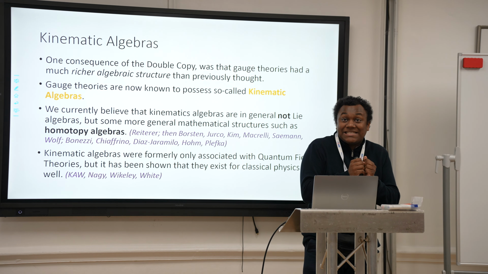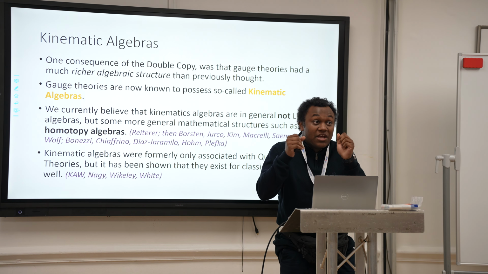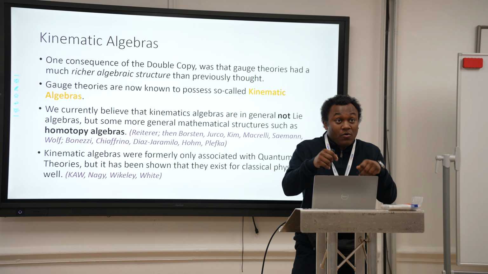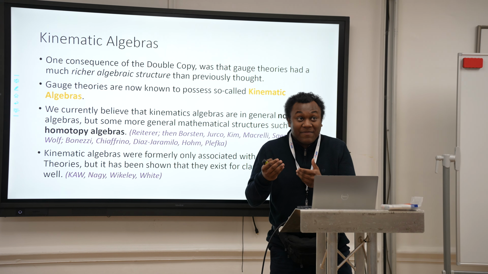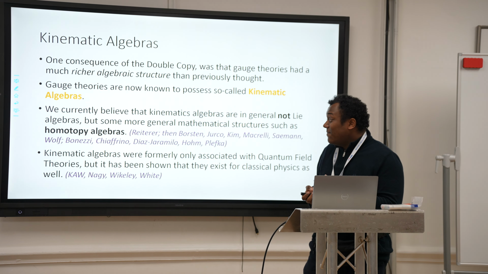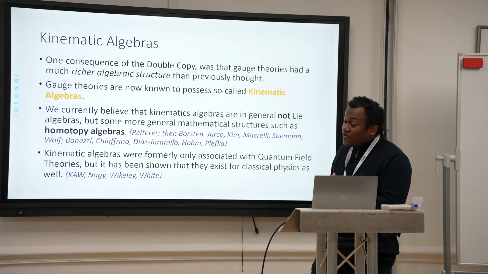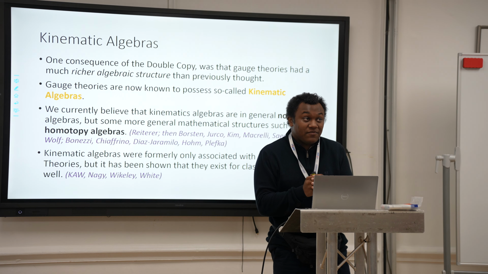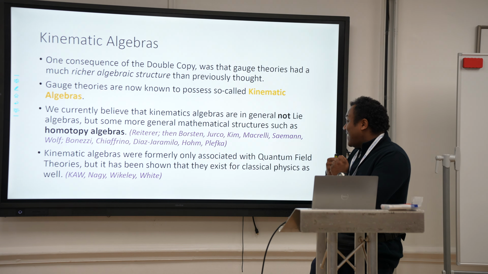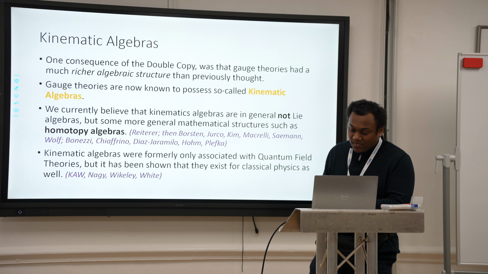The reason is that they are defined order by order in perturbation theory. You don't have a complete non-linear understanding of what these algebras are. You only understand them as we go up to more and more loop orders, we get more and more information about them. So they're still very mysterious in that regard. We currently believe that the candidates for kinematic algebras aren't your typical Lie algebras you see in quantum field theory. We think they're more general mathematical structures, and the main candidates are things known as homotopy algebras, strong homotopy algebras.